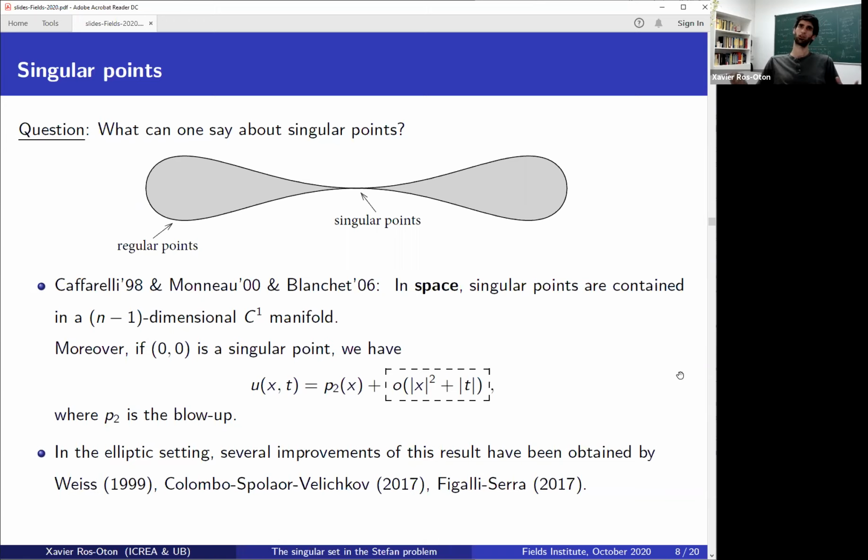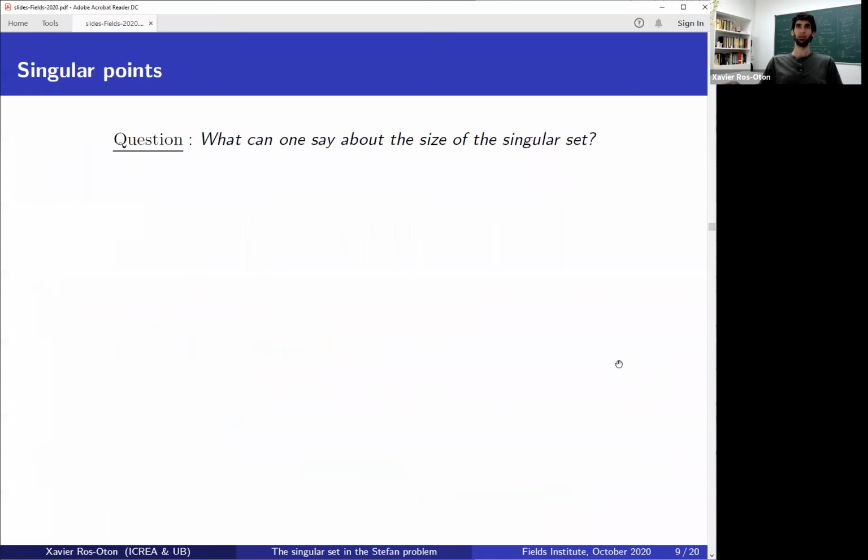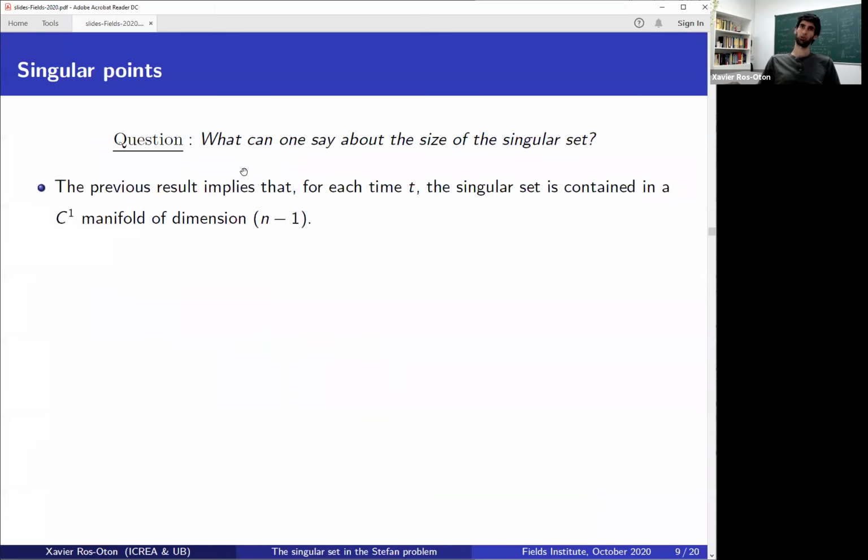So what happens? Let's look at this. This is, in a sense, the elliptic theory, and this is the elliptic theory put on the parabolic setting, and this is what you get. You get the C1 manifold in space. What about in time? In other words, what can you say about the size of the singular set? Because now I want to look at the size in space-time. This is why this involves the regularity in time. The previous result of Blanchet implies that for every time, the singular set is contained in a C1 manifold of dimension n-1. So for every time, you have a C1 manifold.